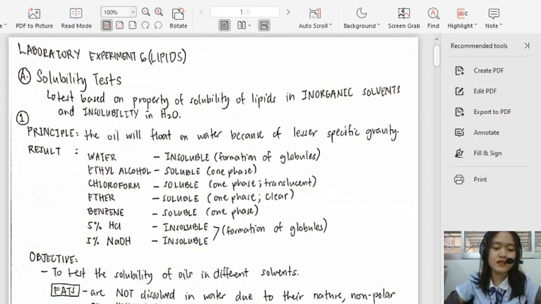Because water is not an organic solvent. It has no carbon, okay? So while your inorganic solvents... dapat ano ito? Organic solvents. Correction ito, class, ha? Okay? So, ayan. Organic ito, organic solvents.